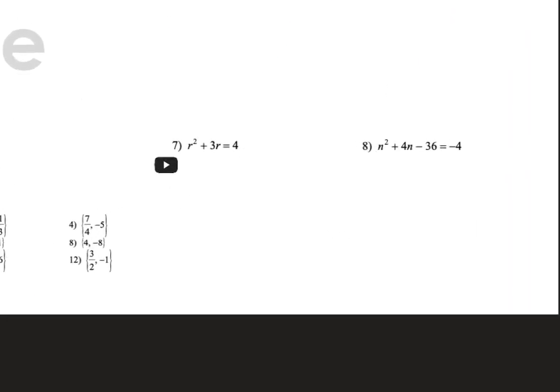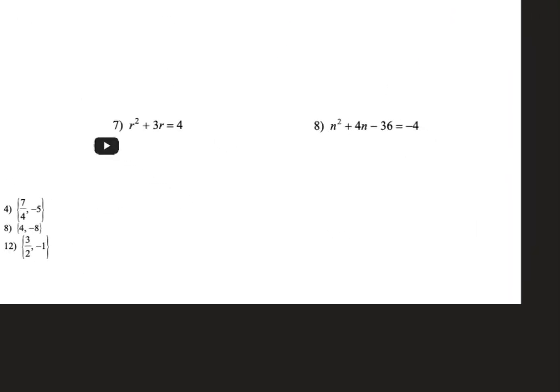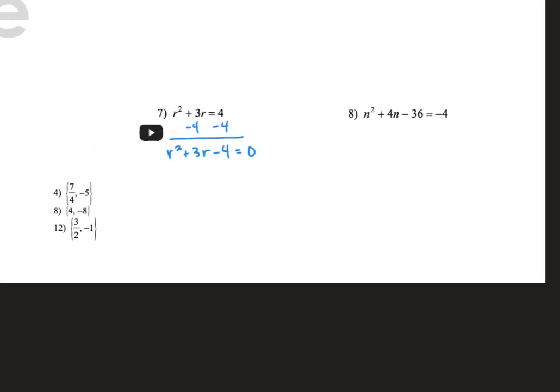All right, now we're going to do number 7. So first thing we need to do is get one side equal to 0, so I'm going to subtract 4. Then we have r squared plus 3r minus 4 equals 0. And then we're going to factor. Since this is a quadratic, I'm going to use my box. R squared plus 3r minus 4 goes across the diagonal.